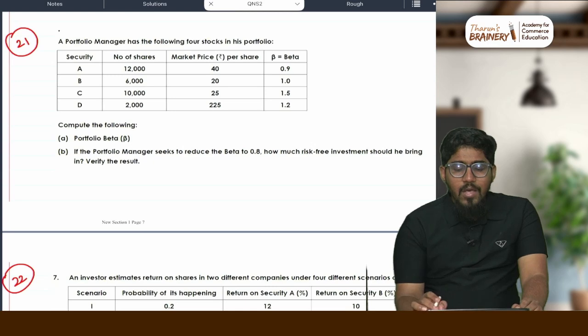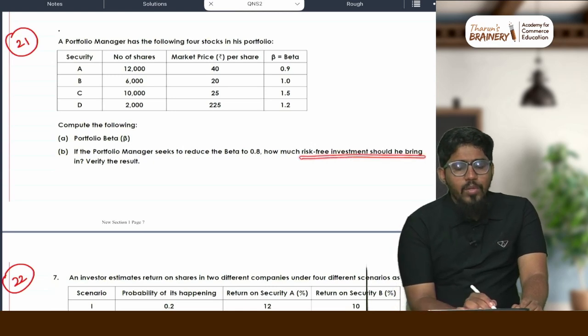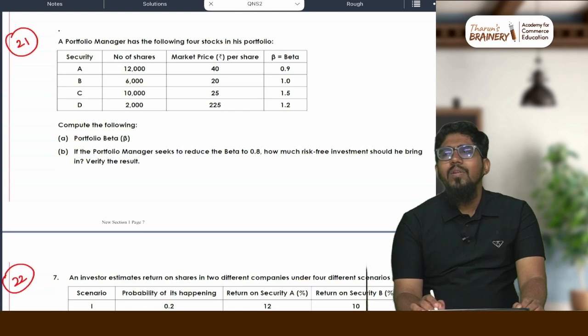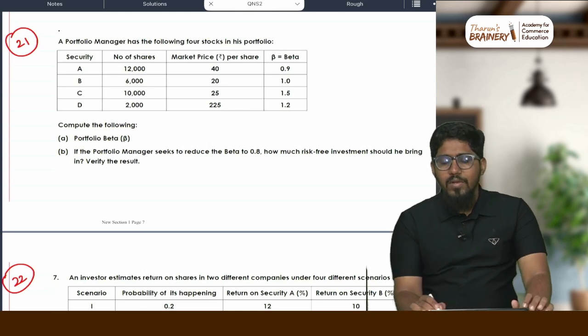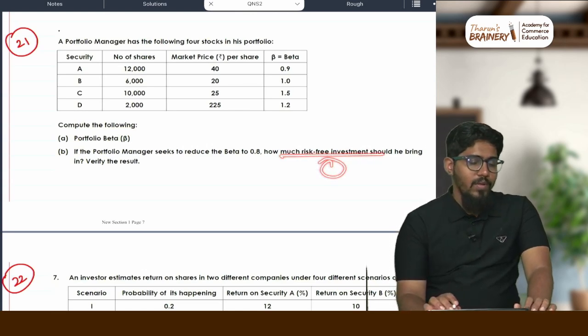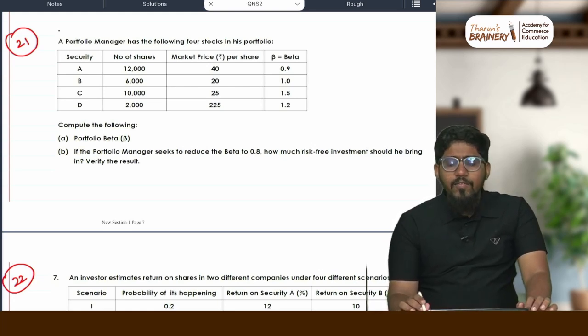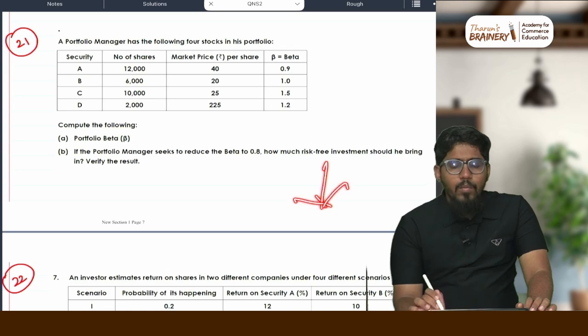So how will it reduce? How much risk-free investment should you bring in? Sir, what is risk-free investment? Risk-free investment is some government bond. Usually in a government bond the beta will be 0. Risk-free investment means beta is 0. Clarity, risk-free investment means beta is 0. So some investment you have to bring in where the beta is 0. How much do you have to bring in to reduce your beta to 0.8?